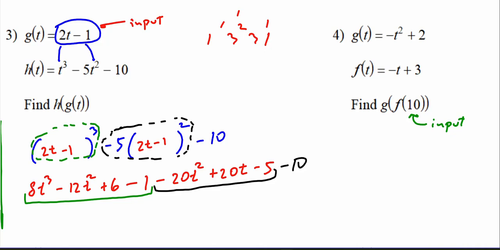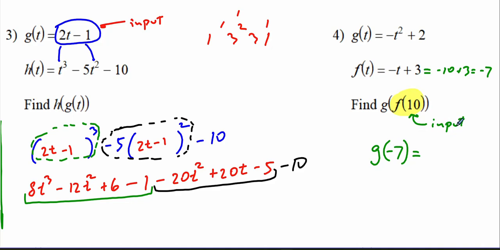Well, I'm doing this first, the inner function input. This is telling me to take 10 and plug it into the letter F and figure out what that is. So if I go to the F function and I plug 10 in, this is negative 10 plus 3, which is negative 7. And that negative 7 becomes my input. This highlighted thing is worth negative 7. So when I simplify it, I have g of negative 7. And now I go into the g function and I plug in negative 7.